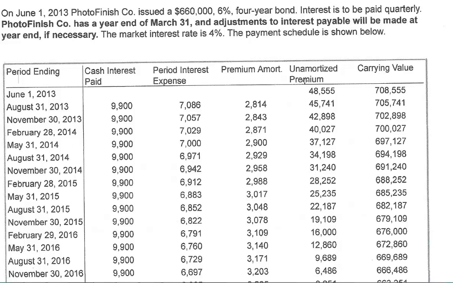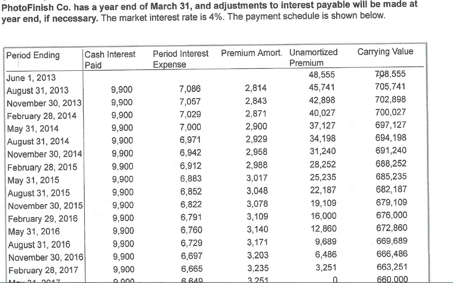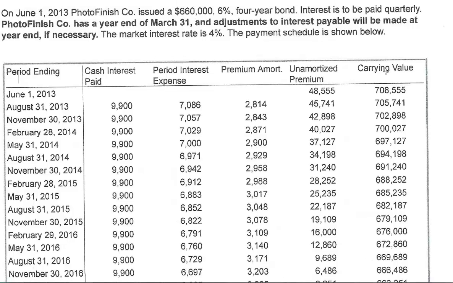Okay? Now, the question gives you the carrying value and it gives you the unamortized premium, right? So remember that the face value of the bond plus the unamortized premium is going to give you the carrying value. So now they've done it for you for all of the periods.